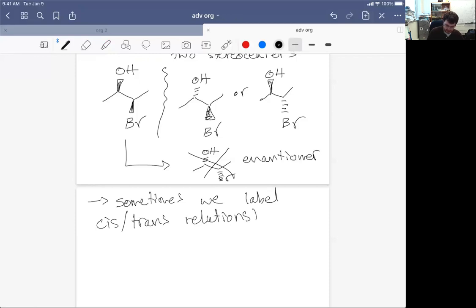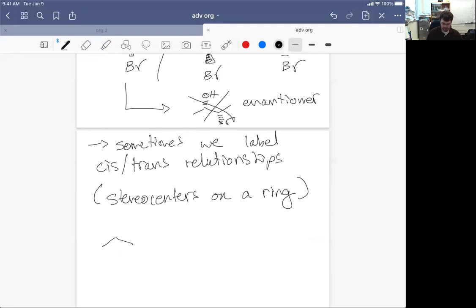And that is only most appropriate when we have rings or the stereocenters are on a ring. Okay, so an example here would be: we've got this versus this. Now it turns out that I have to be careful. This molecule is achiral.